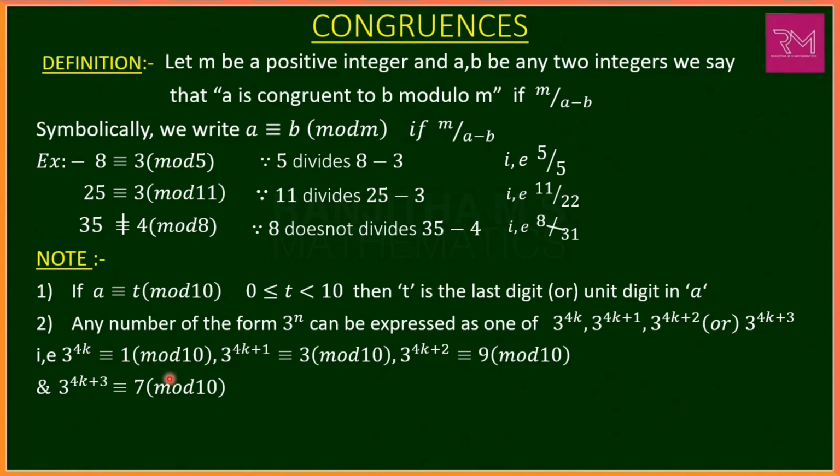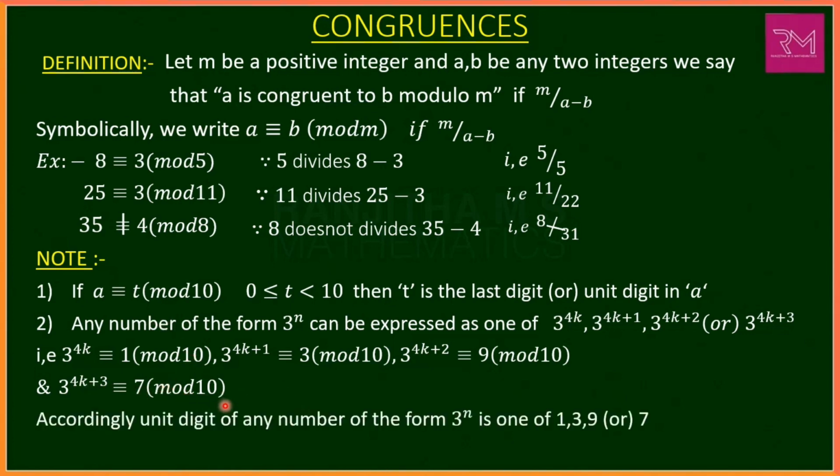value. Here these four values you have to remember: 3 power 4k is congruent to 1 modulo 10, 3 power 4k plus 1 is congruent to 3 modulo 10, 3 power 4k plus 2 is congruent to 9 mod 10, 3 power 4k plus 3 is congruent to 7 modulo 10. Accordingly, the unit digit of any number of the form 3 power n is one of 1, 3, 9 or 7. You will understand in a better way if we solve some problems.